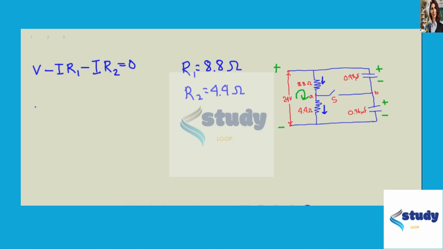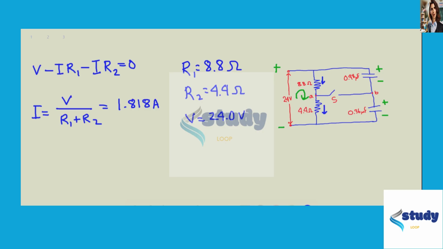And if we solve for I from there, we'll get V divided by R1 plus R2. So here V is 24 volts. So if we plug in the values, we'll get current as 1.818 amps.